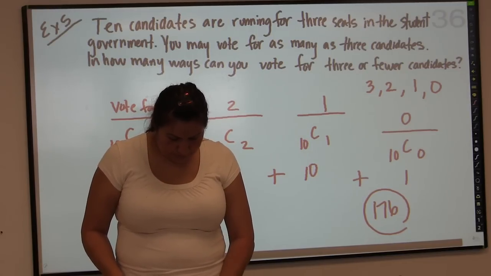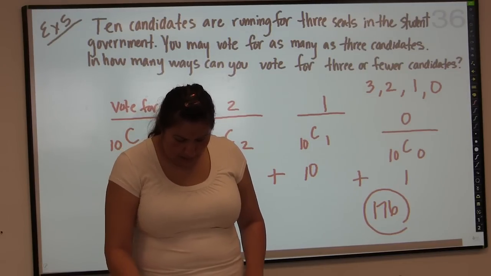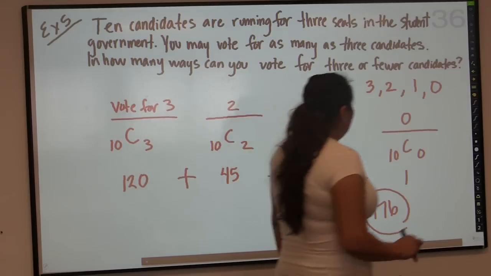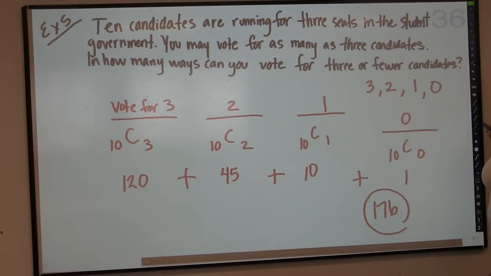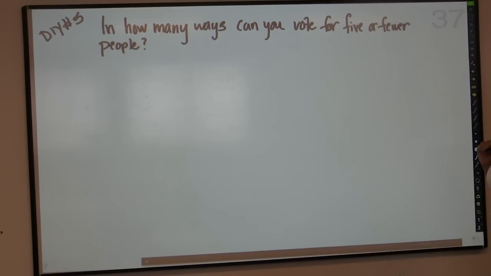So now what I need you guys to do is, what if you were actually going to vote for 5 or fewer people? How would that affect your problem? And once you've done that, then you have completed this lesson.